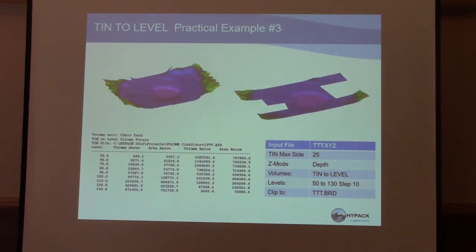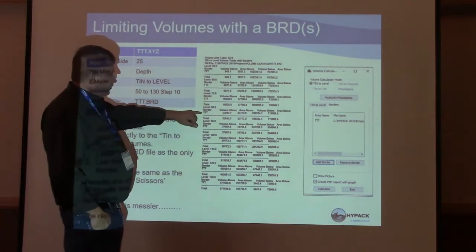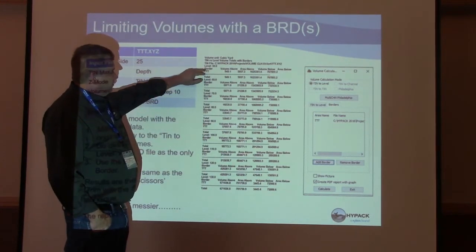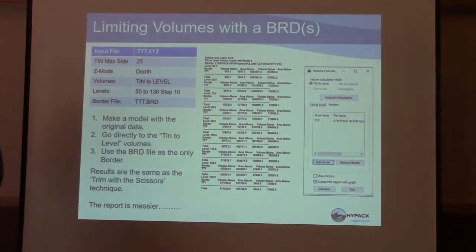So here's an example of where they went in and they trimmed it, put a couple of border files out. Tin to level is pretty self-explanatory. In here they were limiting with the border files, and you can see in the report, similar to what we had before, they only used one border file, but at each level it tells you the volume and the area for that particular section of the border at each level. It makes a messier report. It's not as clean as some of the other reports, but it gives you more information.